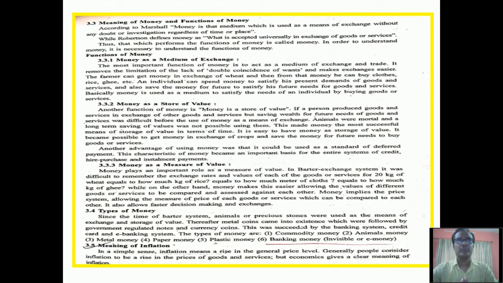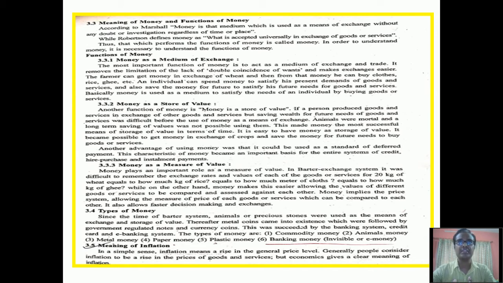Now, the meaning of money and functions of money. According to Marshall, money is that medium which is used as a means of exchange without any doubt or investigation, regardless of time or place. When we use any commodity for trading services or exchanging goods, whatever we require, if there is a doubt, it is not possible to exchange our commodity.